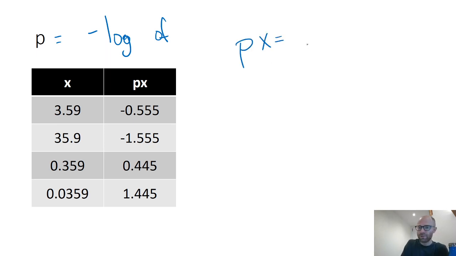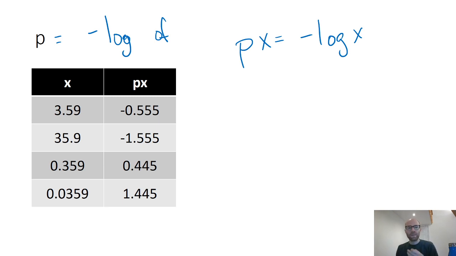pX equals negative log of x. I guess for those of you who are already working with logs in your math course, yeah, it's possible to measure the log of a different base. We use base 10, especially for the p operator. You can use a different base, and there are change of base formulas. I'm not getting into that. I'm only working in base 10.